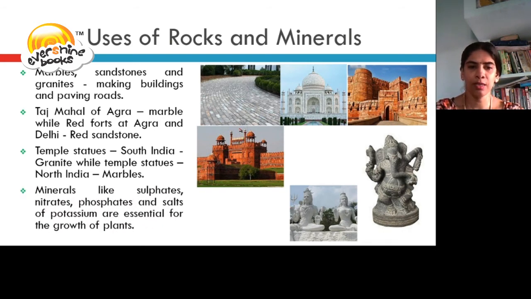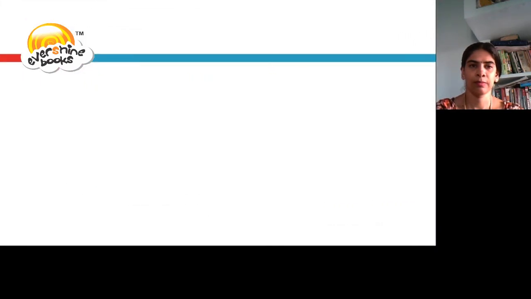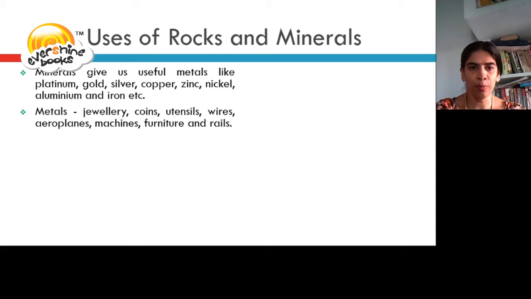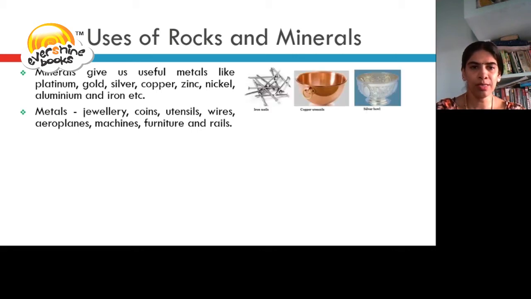Minerals like sulfates, nitrates, phosphates, and salts of potassium are essential for plant growth. Minerals also give us useful metals from their ore. We get metals like platinum, gold, silver, copper, zinc, nickel, aluminium, and iron. Metals are used to form jewelry, coins, utensils, wires, aeroplanes, machines, furniture, and rails.